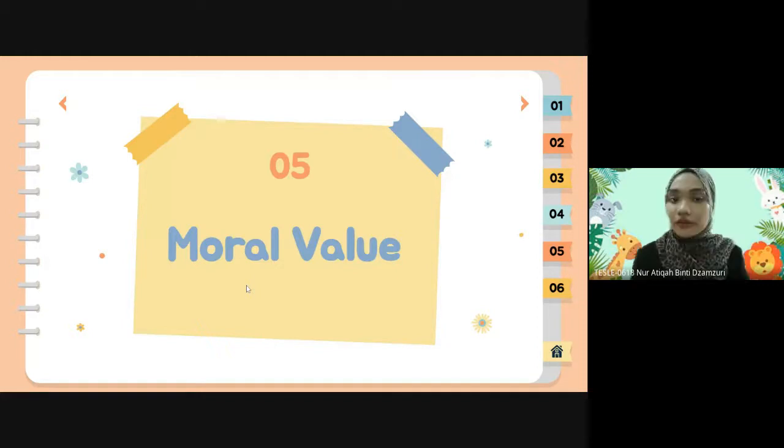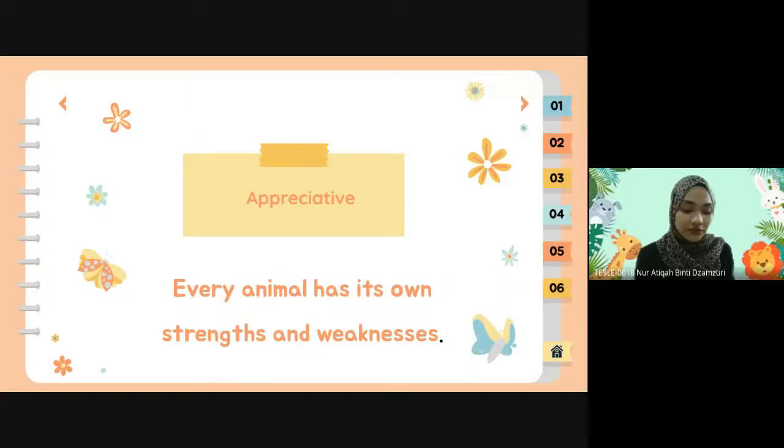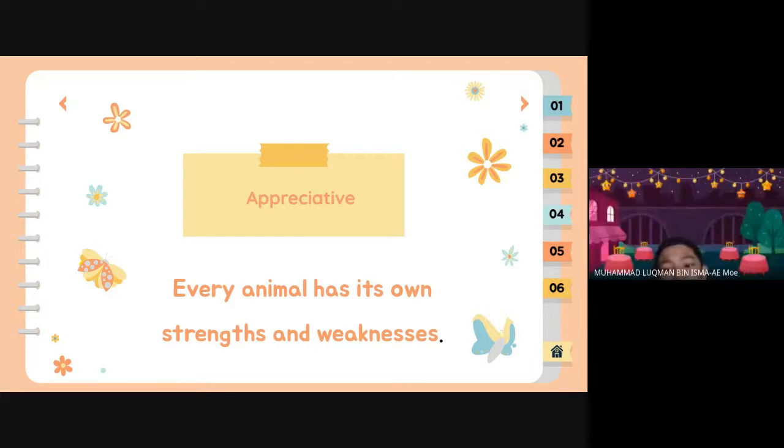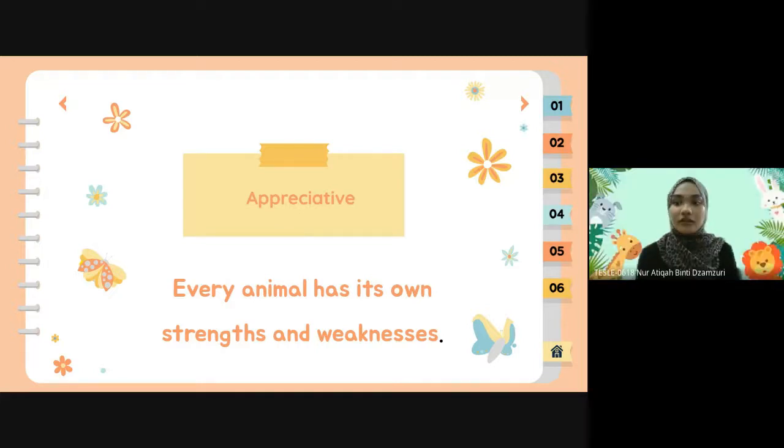Okay, the moral value of this lesson is appreciative. Do you know what is the meaning of appreciative? Have you heard of appreciate? Hargai. Appreciate. Hargai. Oh, very good, Luqman. Menghargai. Appreciative is menghargai. Okay, we need to appreciate every animal in this world because every animal has its own strengths and weaknesses. Every animal has its own strengths and weaknesses.